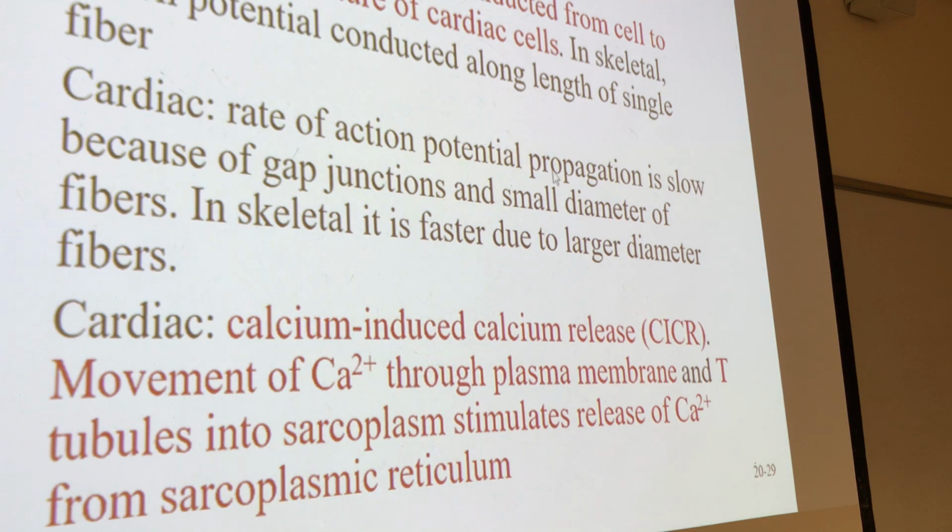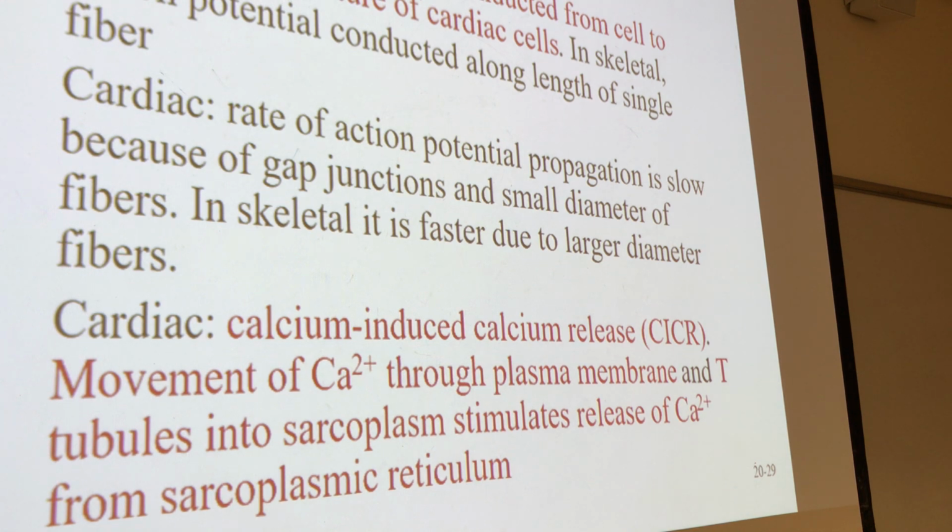In cardiac muscle, the rate of action potential propagation is slow because of gap junctions and small diameter fibers. Meaning that the action potential doesn't go as quickly down the length of the actual muscle cell. In skeletal muscle, it just goes super fast. But here in cardiac muscle, we're not talking about speed that's important. We're actually prolonging the contraction time. So speed isn't quite as important here. Synchrony is more important. Timing is more important.